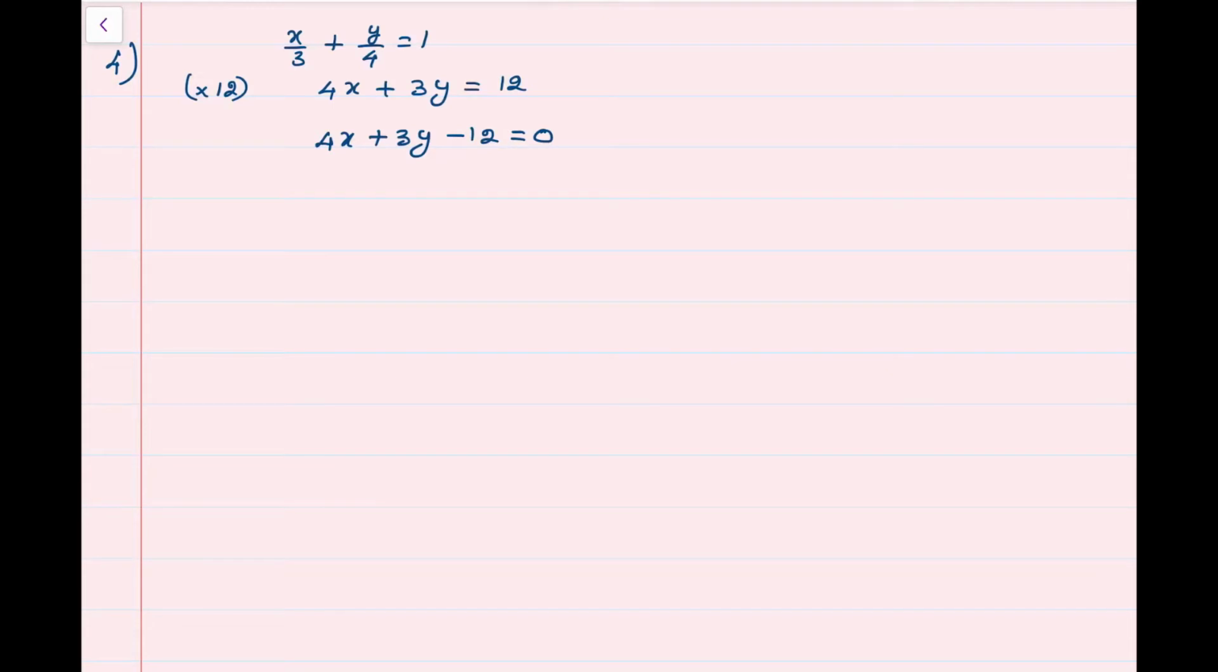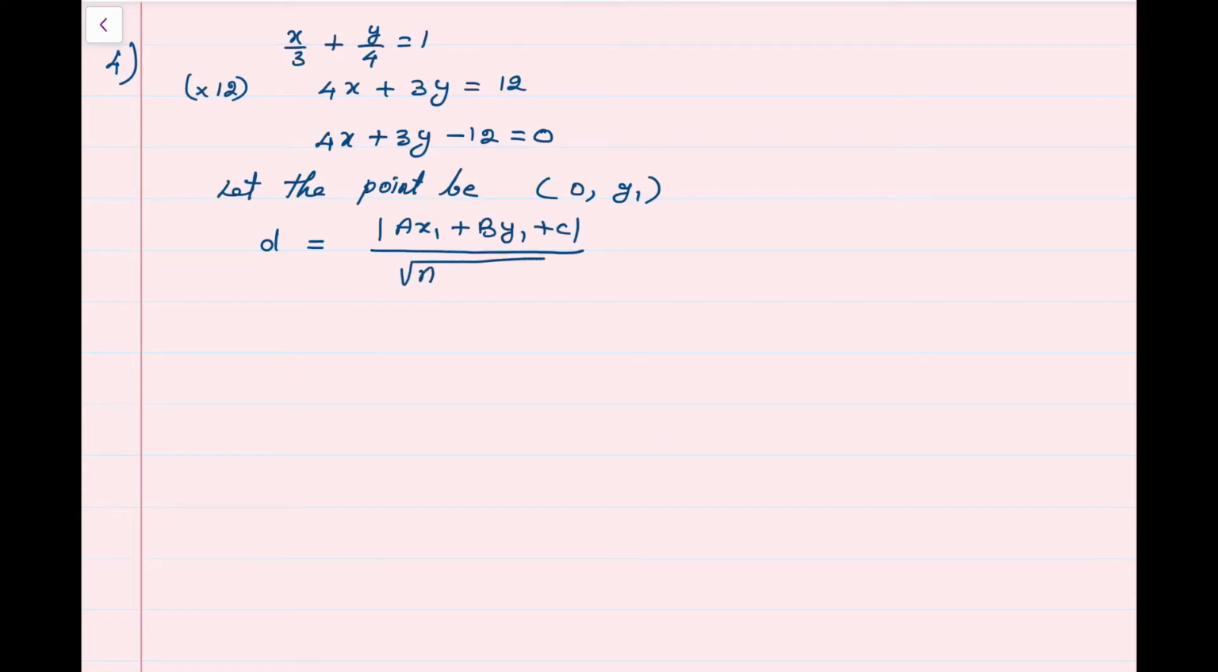And we have to find the distance of this line from a point on the y-axis. So let us take the point as (0, y1). It lies on the y-axis, so x coordinate is 0. And the distance of a line from a point, formula is absolute value of ax1 plus by1 plus c divided by root of a square plus b square. And this distance is given as 4 units.